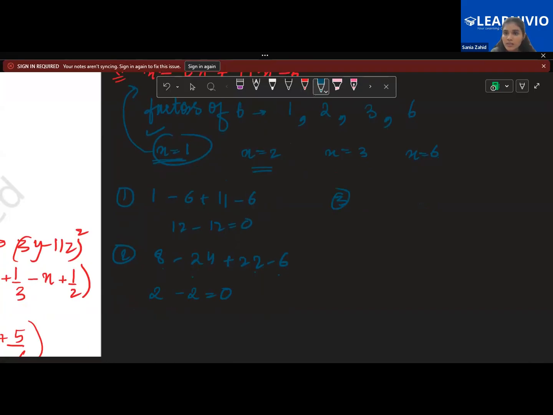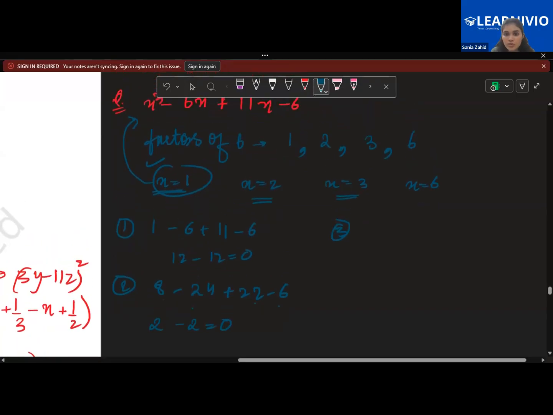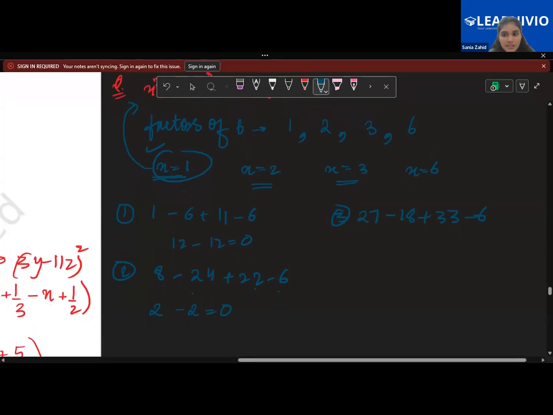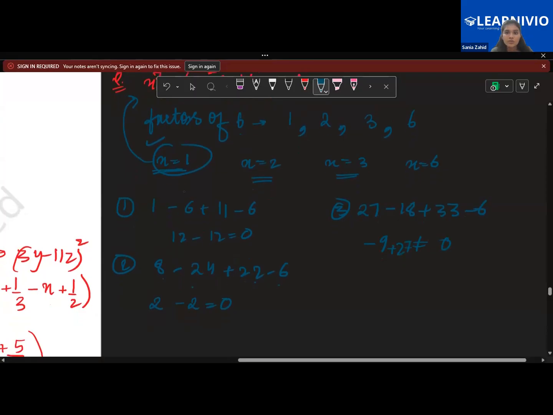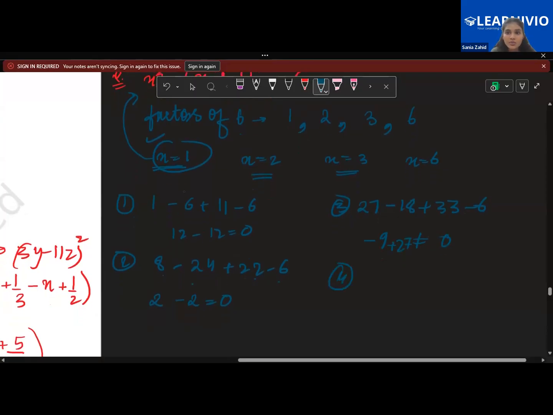The third part I'm doing is for x equals 3. First you get 27 minus 18 plus 33 minus 6. So 27 minus 18 is 9, and 33 minus 6 is 27, so you get plus 27 over here. Not equal to 0. The fourth part is x equals 6.